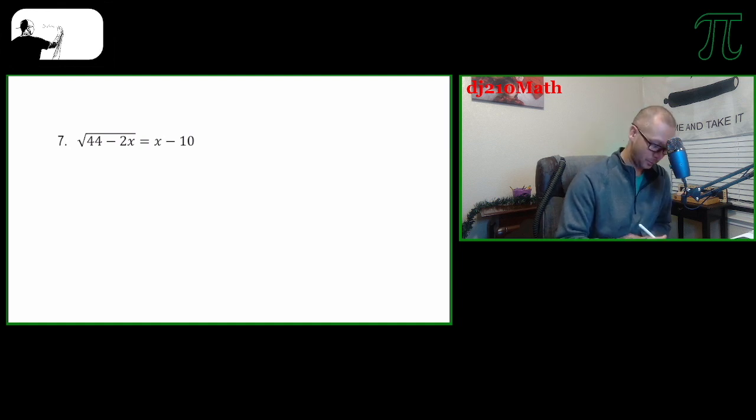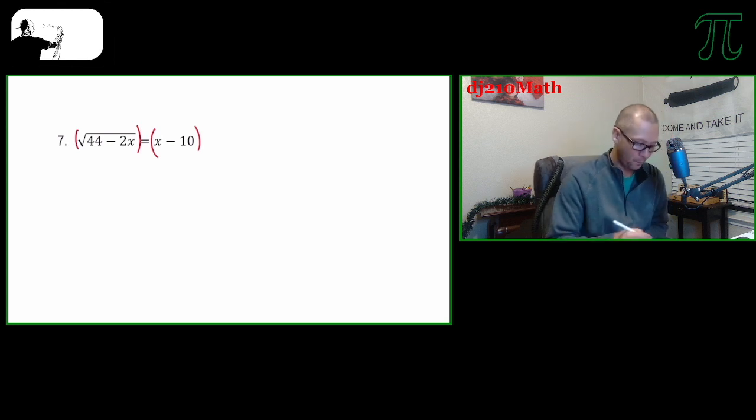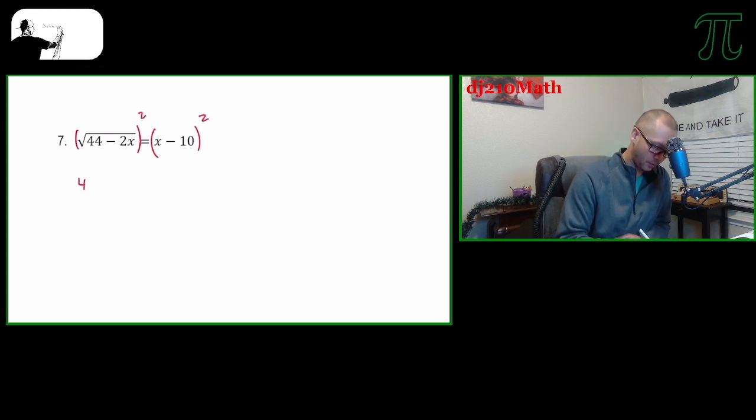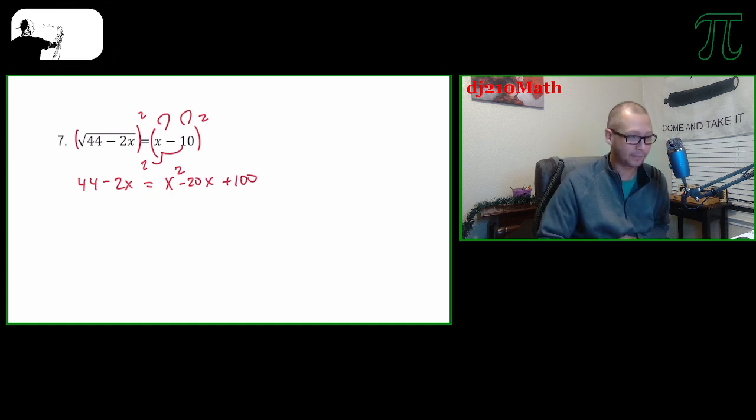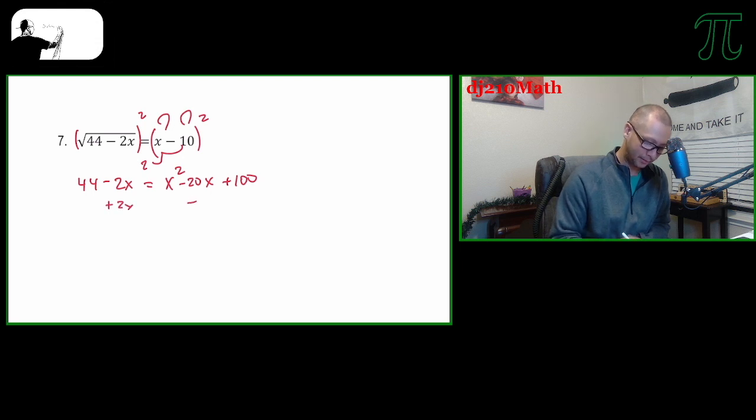Number 7. Let's square both sides. x squared, negative 10 times negative 10, positive 100, 2 times x times negative 10, negative 20x. Hopefully you get good at that. That's a very, very useful trick. I'm going to add 2x. I'm going to subtract 44.